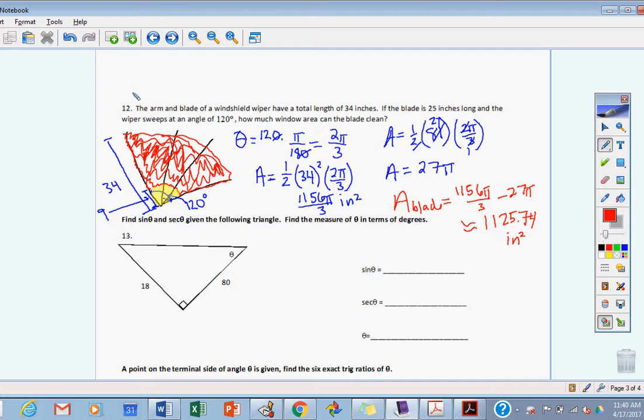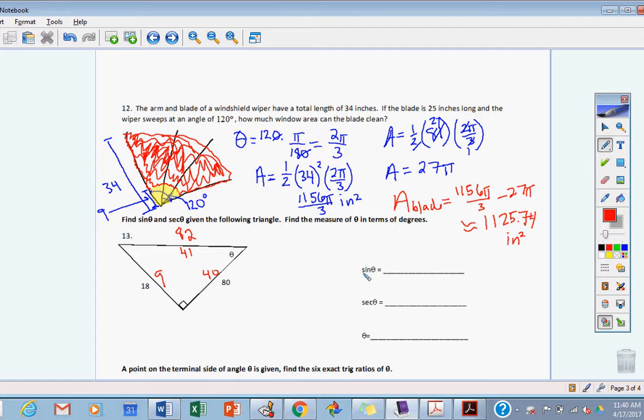Number 13, first thing you've got to do, hopefully, is recognize, and you may not recognize, but that's okay. You can find the hypotenuse with the 9, 40, 41 family. It's a good family to know. So times 2, times 2, times 2, the hypotenuse is 82. If you don't recognize your families, you can always do the Pythagorean theorem.